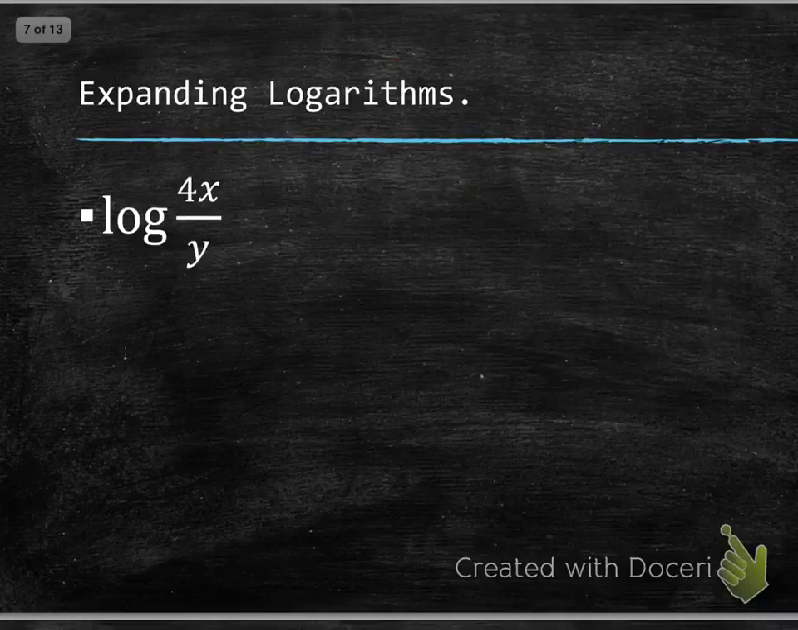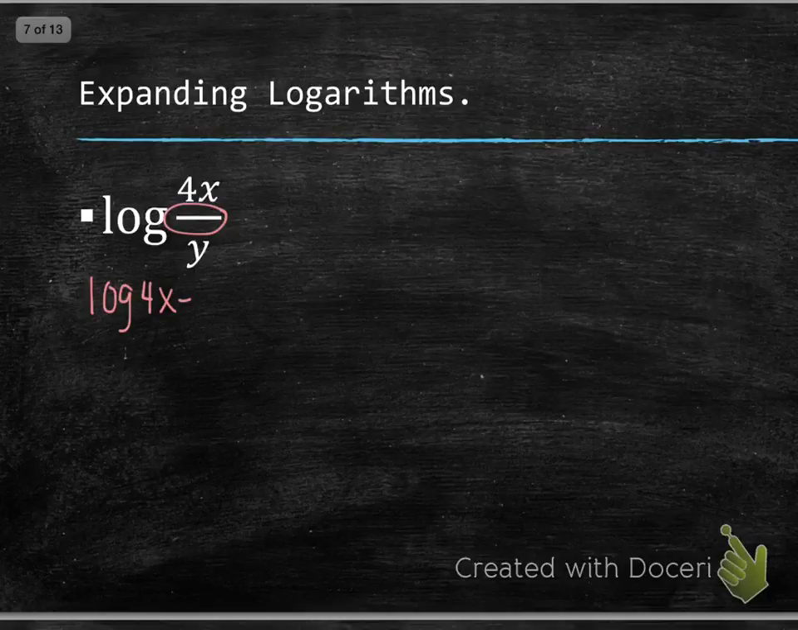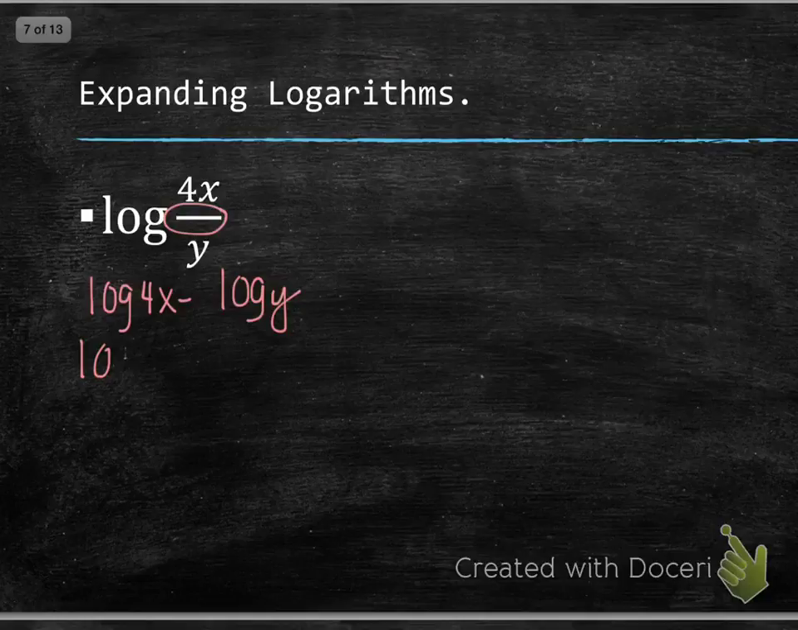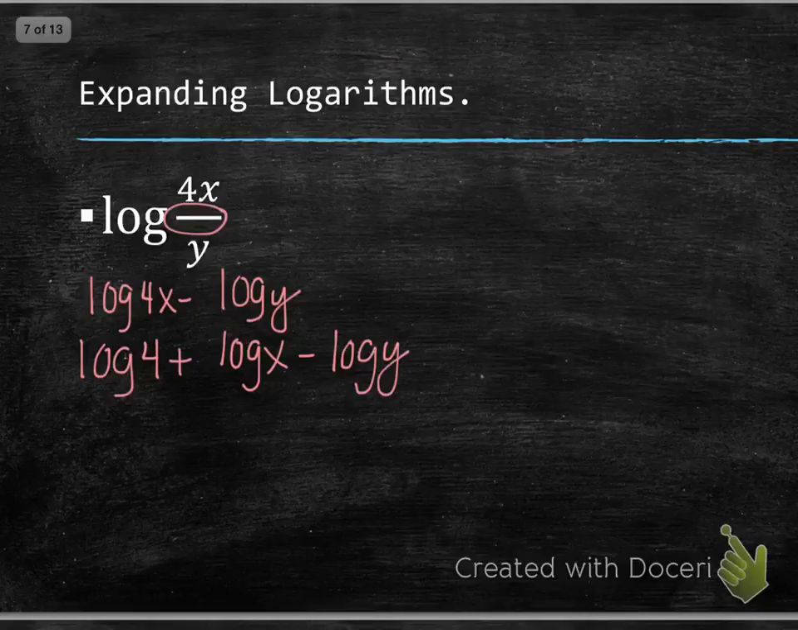Okay, my next one, we're going to expand it, so we're going to make it bigger with a bunch of logs. So we work with this division sign. That means to subtract. So I'm going to subtract that y. Now this 4 and this x need to be separated. So we're trying to separate everything. So since it's being multiplied, we now need to add it to that x. And then we keep the same log bases.